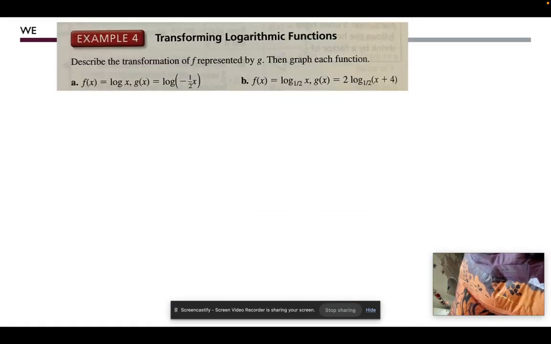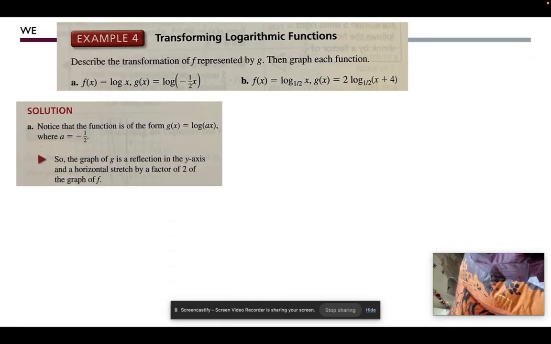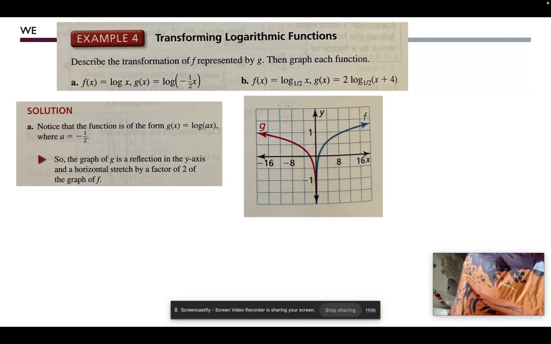Okay, and then let's go ahead and get right to it with our we problem and our you all. So let's take a look at our first one. Here you can see that we have log of x. How does it change if you put a negative 1/2 out in front? That's going to be the horizontal stretch factor. The negative flips it across the y-axis, and then that horizontal stretch factor just pulls it a little bit tighter to the x-axis.